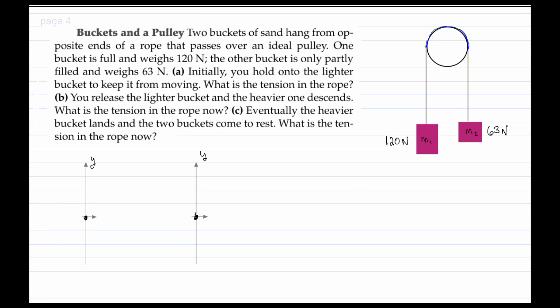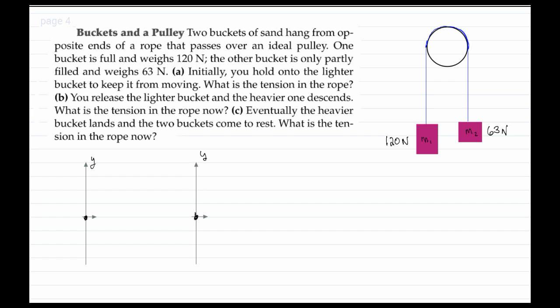In part A, we're initially asked, if we hold on to the lighter bucket to keep it from moving, what is the tension in the rope? So here's our lighter bucket. If we hold on to the lighter bucket, the heavier bucket won't fall. So how do we find the tension? Well, to find the tension, we are first going to draw a free body diagram. And since we have two objects which are connected, we need two free body diagrams.